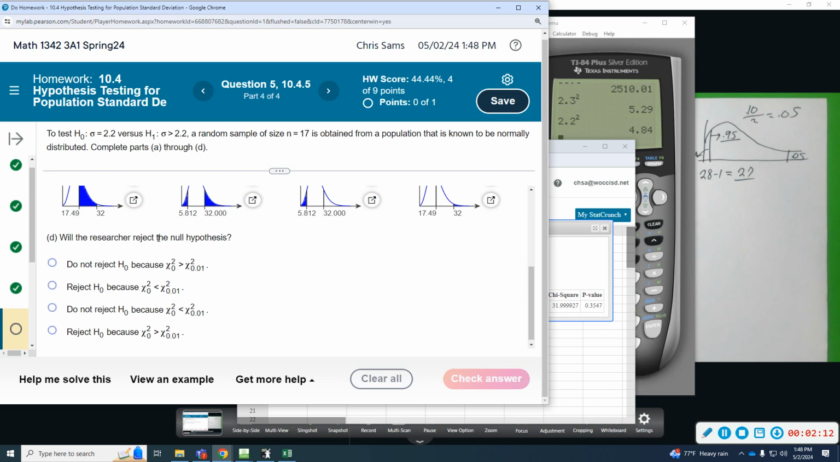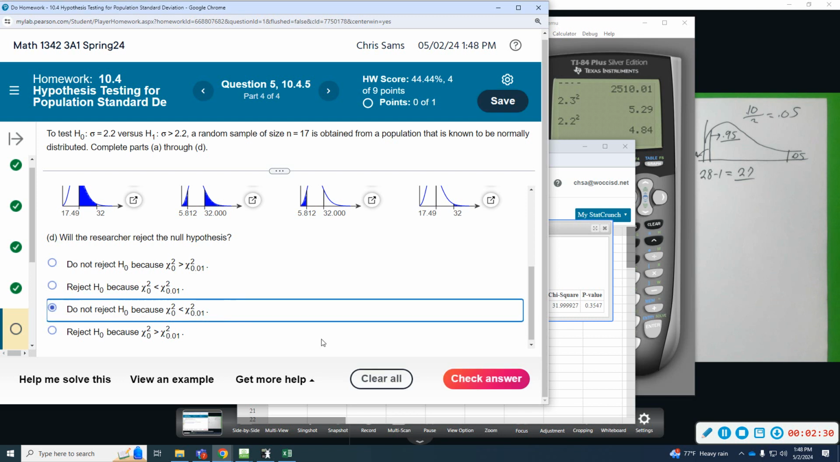So one problem it was greater than, and then this problem is less than. So it depends on what side that test is, but you can see it's not in the rejection region. So do not reject H0. Our test statistic is less. This says greater than, and it says do not reject. This is less than.